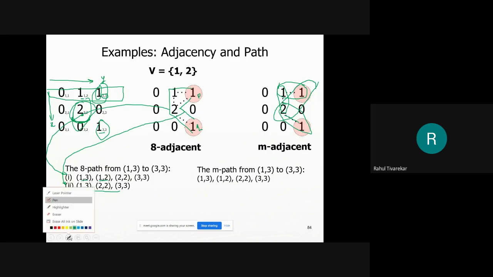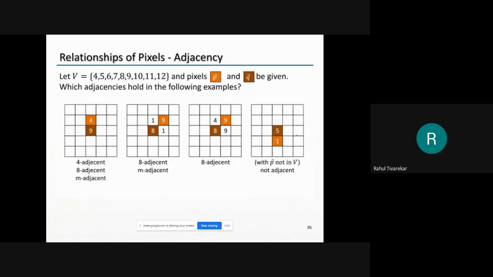So collectively, we have all these M adjacencies. So M path is only one, here, then here, and then here. So we mark them as coordinate values 1 3, 1 2, 2 2, and 3 3. And this way we have the M adjacent path between those given pixels P and Q. We will clarify this idea with some other example.